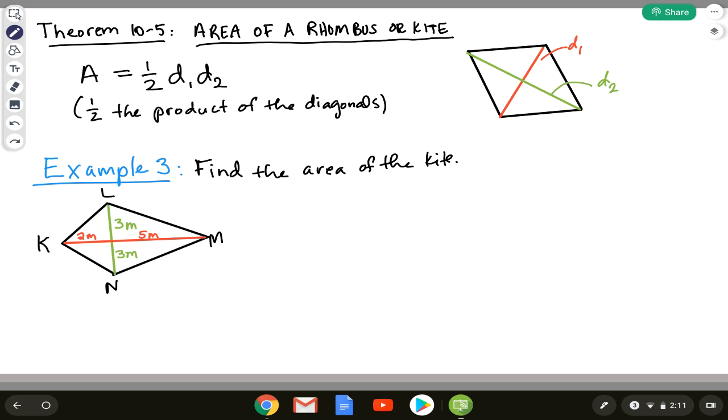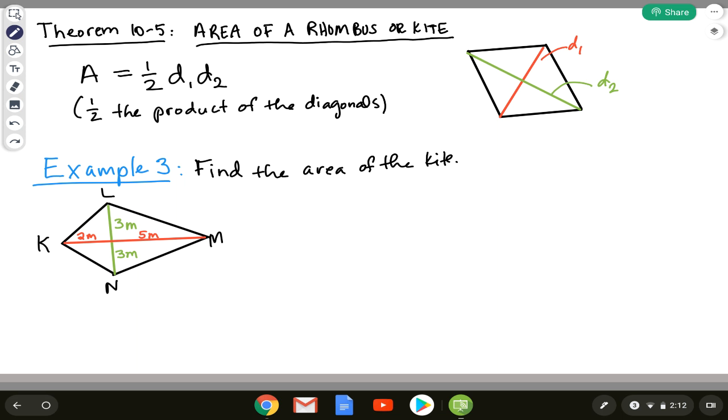All right, now we need to know how to find areas of a rhombus or a kite. So this theorem 10.5 is the same for both. I have a rhombus drawn in. It works for a kite too. If you look at it sideways, it kind of looks like a kite. But what happens is we have to just know the lengths of the diagonals, and then we can multiply 1/2 times the product of the diagonals. So let's look at example 3.